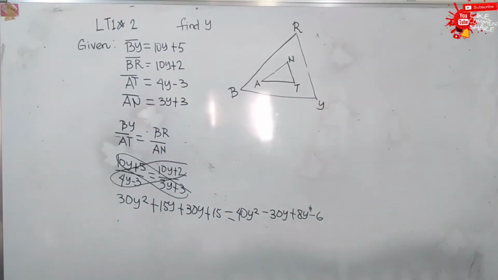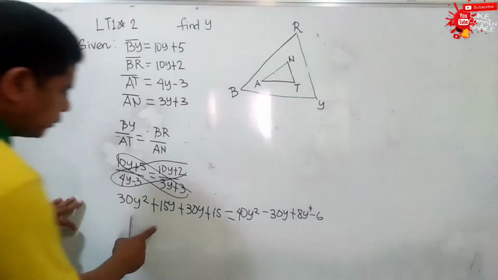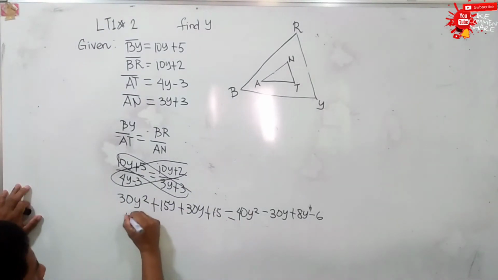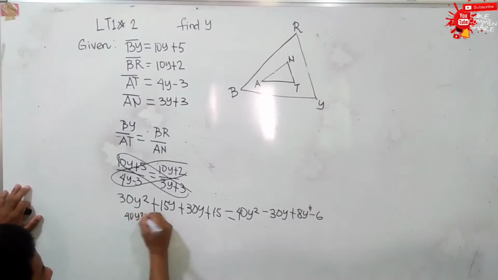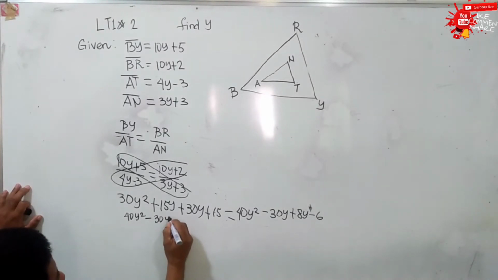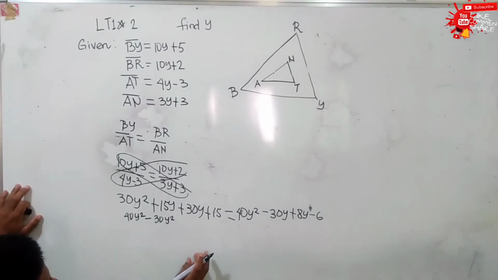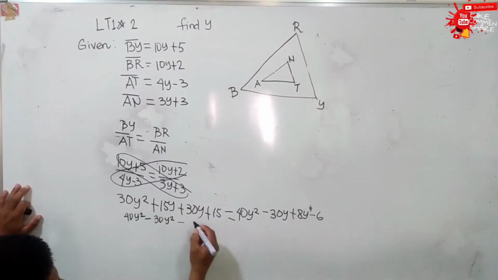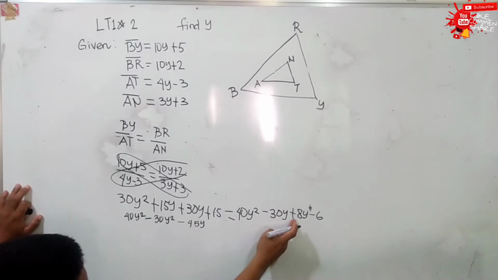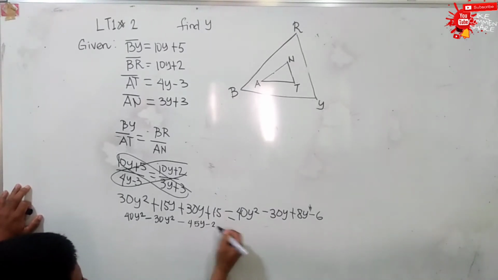So, next. Combine similar terms. Okay? So, transpose natin yung combine similar terms. So, 40y squared. Yung 30y squared na transpose naging negative 30y squared. Okay? Then, yung 15y at saka 30y naging 45y. Kinombine na po natin yan. Then, negative 30 plus 8y, that is negative 22y.